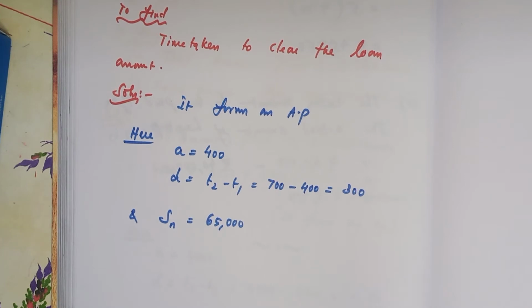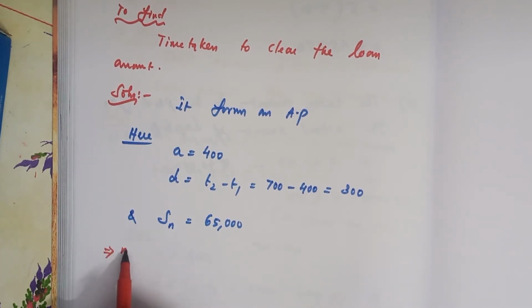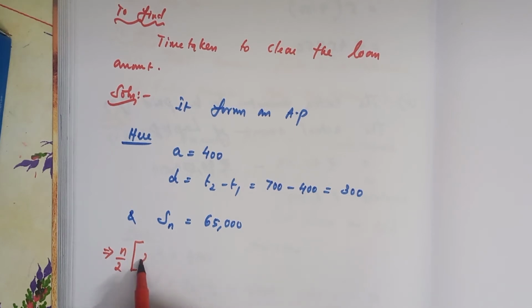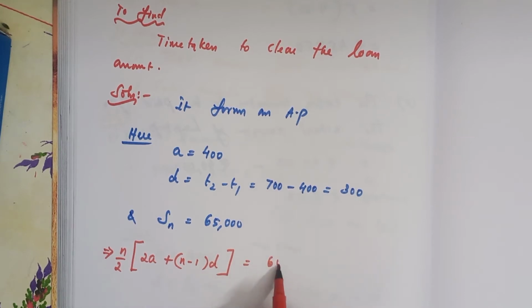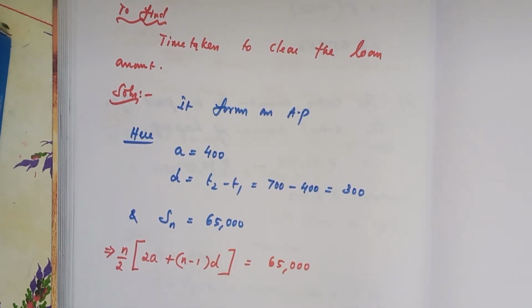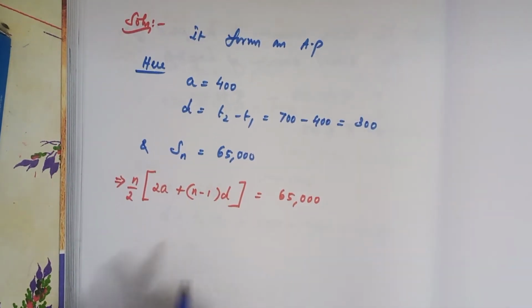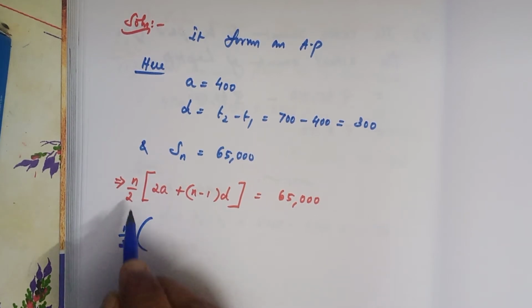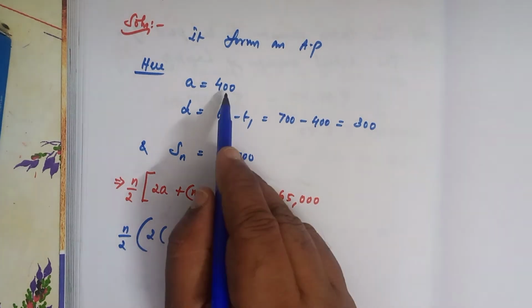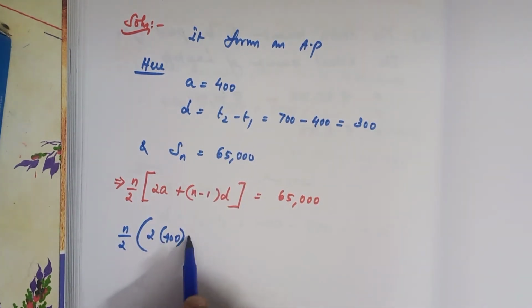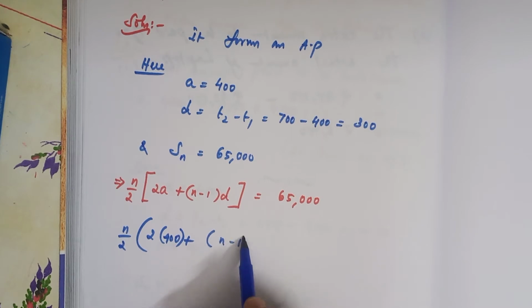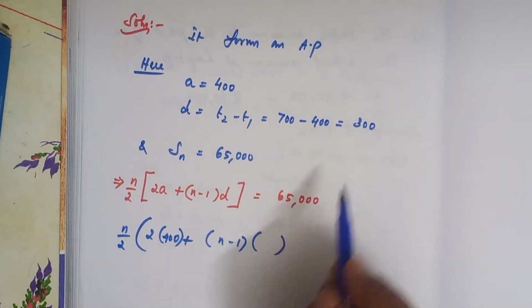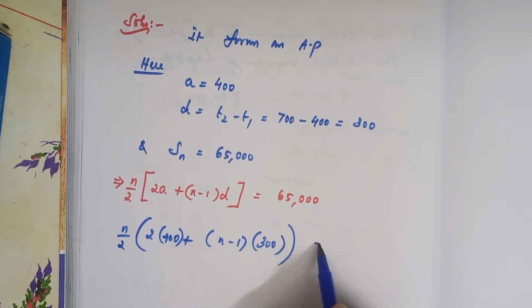We know the formula for Sn. Sn formula, n by 2 into 2a plus n minus 1 into d, that is equal to 65,000. So from this equation you have to find out the value of n. How to find? n by 2 write as it is, because we don't know the value of n. 2 into a value, here it is 400, plus n minus 1 write as it is, into d, that is 300, equal to 65,000.